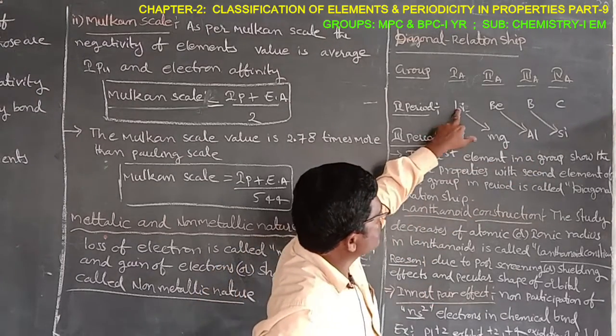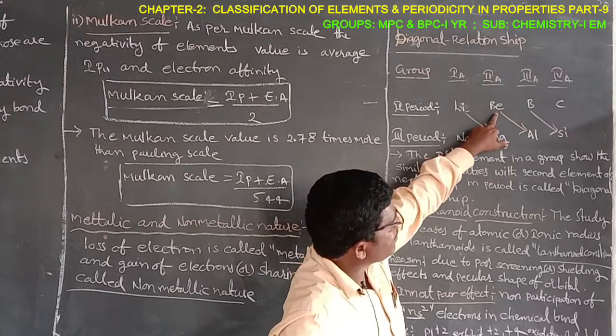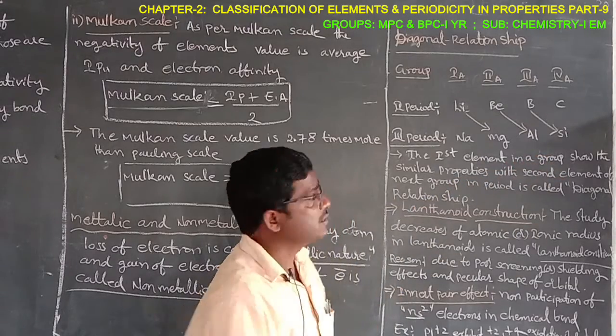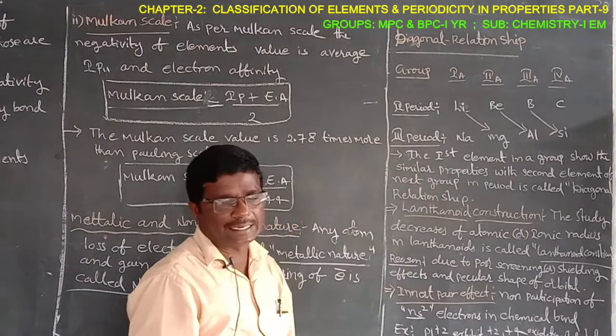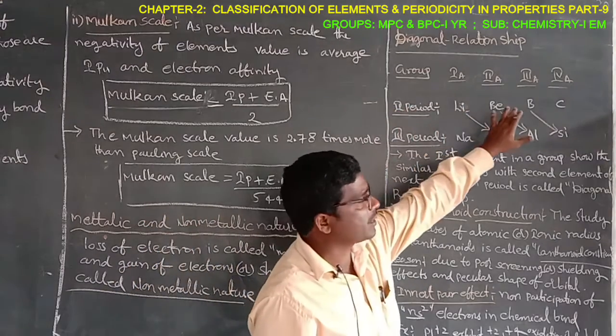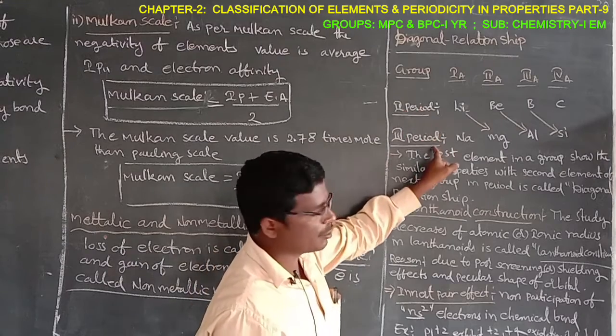So here, lithium shows some similar properties with magnesium. Beryllium shows similar properties with aluminum. Boron shows similar properties with silicon. That is also called a diagonal relationship. It goes like this: first group, second group, third group, fourth group, and next period, left to right: second period, third period.